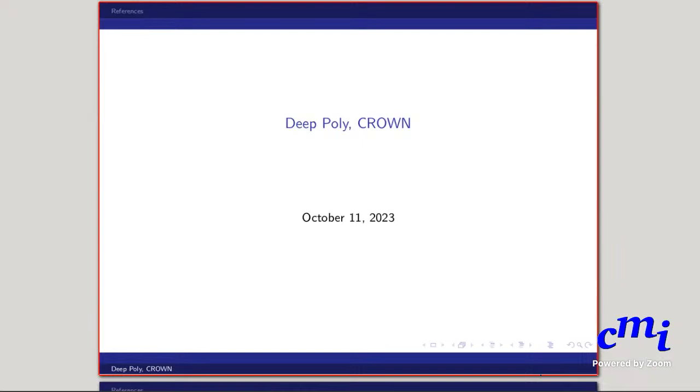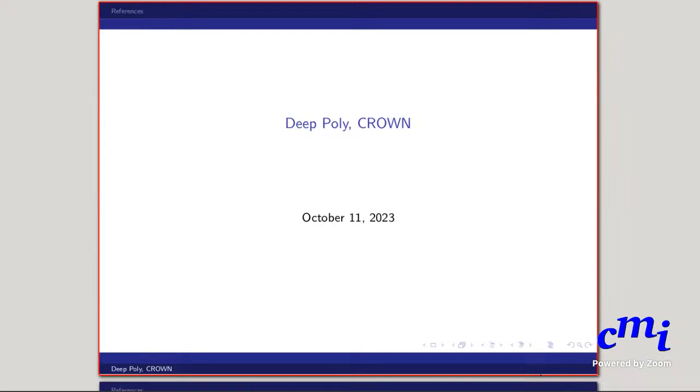With the ultimate aim of covering at least some of what is going on inside alpha-beta-CROWN, in this presentation I'll club both of them together and present both. Initially, we will be talking mostly about Deep Poly, which will cover a lot of what was proposed in the CROWN paper as well. Then I'll talk about what is different inside the CROWN paper.